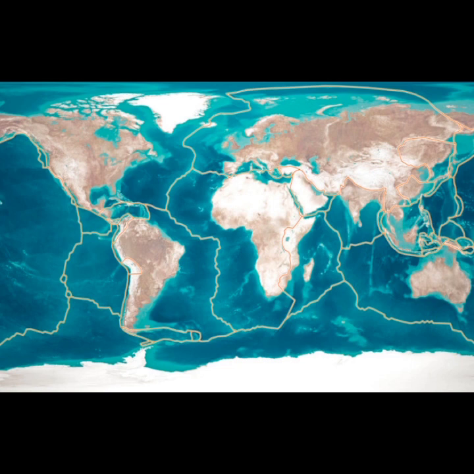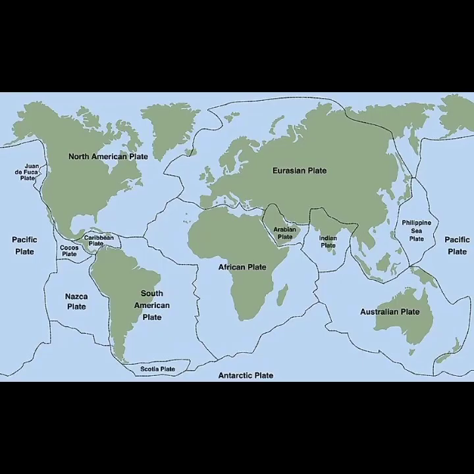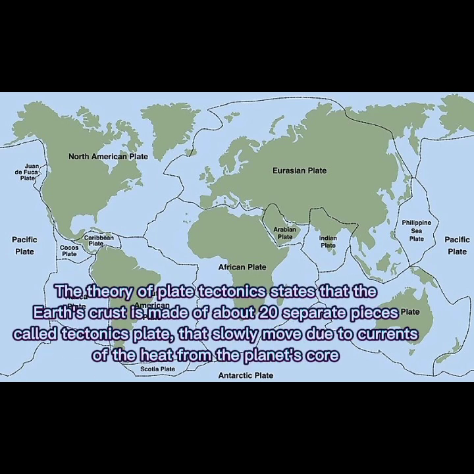By mapping out the lines along which the earthquakes tended to happen, scientists mapped out divisions in the Earth's crust. The theory of plate tectonics states that the Earth's crust is made of about 20 of these separate pieces called tectonic plates that slowly move over time due to currents of heat from the planet's core.